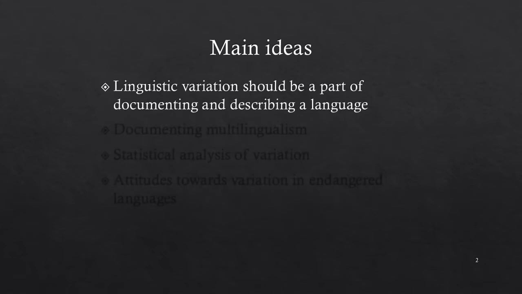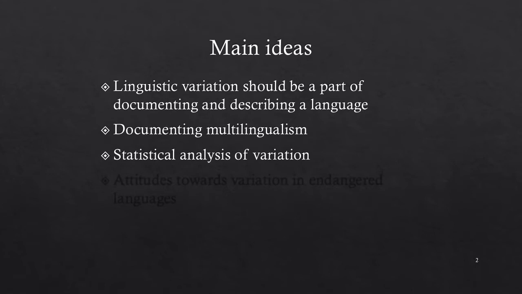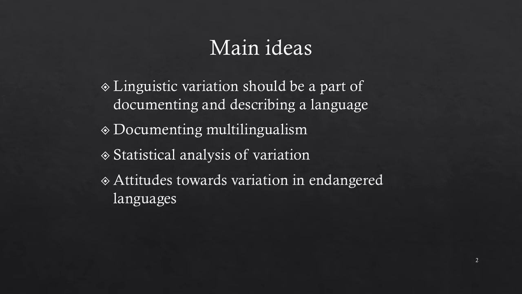Some of the main ideas are that linguistic variation should be a part of documenting and describing a language. Readings also touch on the value of documenting multilingualism rather than trying to document a single language. It looks at the value of statistical analysis of variation and the role that plays in describing and documenting languages, and also how attitudes towards variation in endangered languages affects the way we might document languages and help towards language maintenance projects.